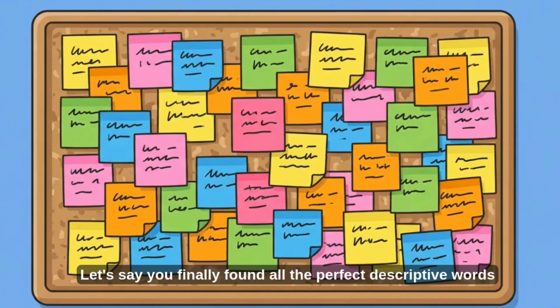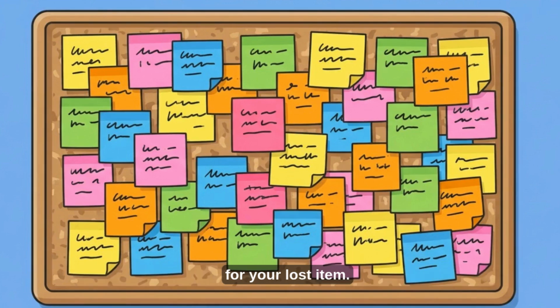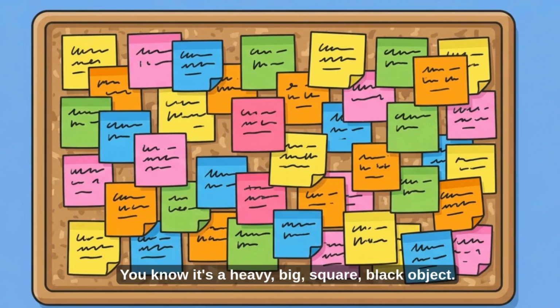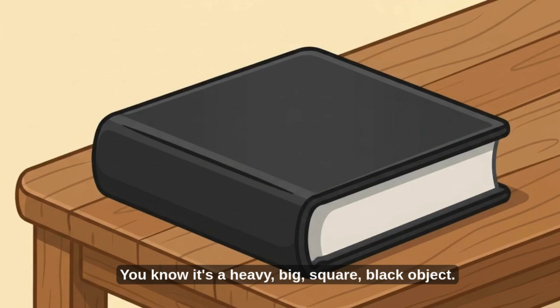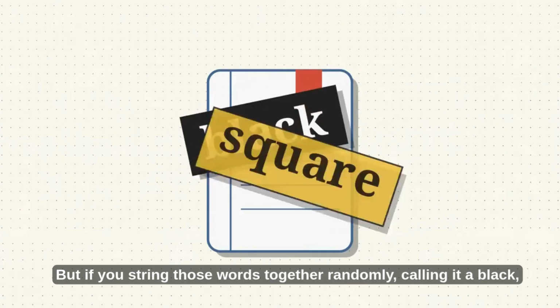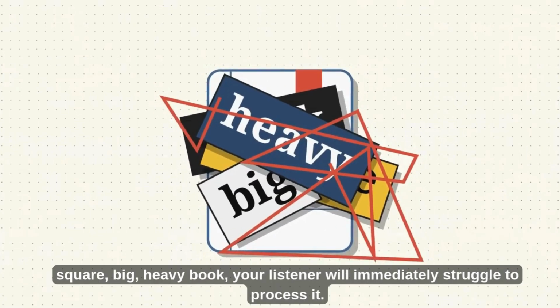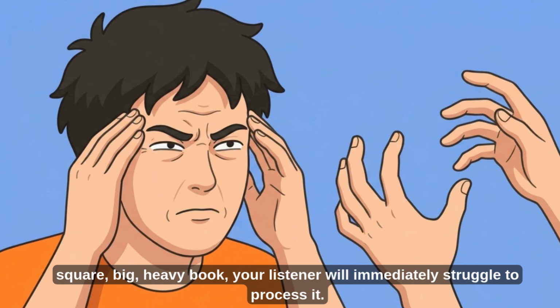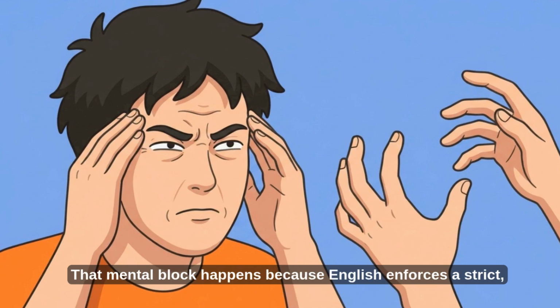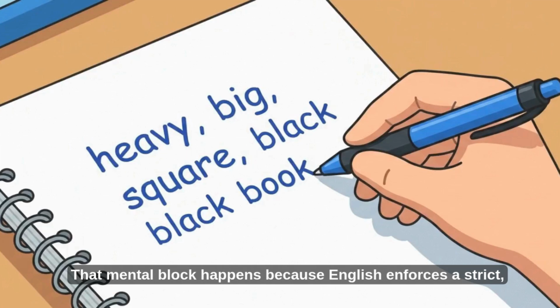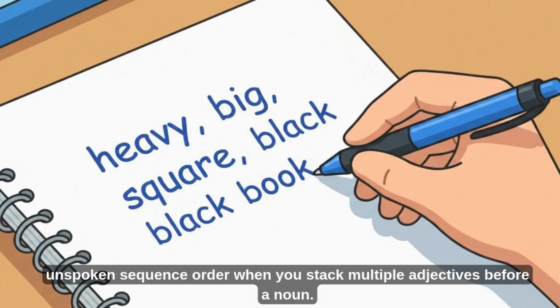Let's say you finally found all the perfect descriptive words for your lost item. You know it's a heavy, big, square, black object. But if you string those words together randomly, calling it a black, square, big, heavy book, your listener will immediately struggle to process it. That mental block happens because English enforces a strict, unspoken sequence order when you stack multiple adjectives before a noun.